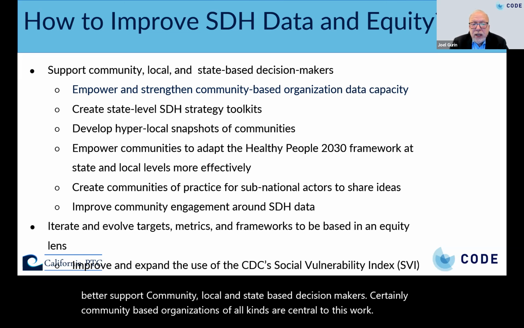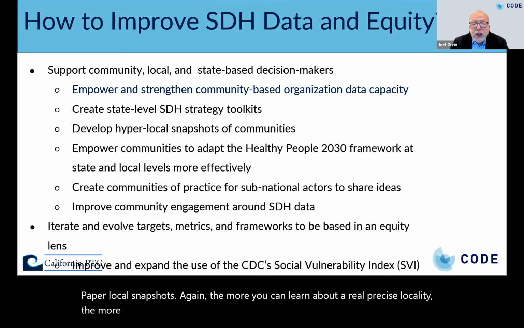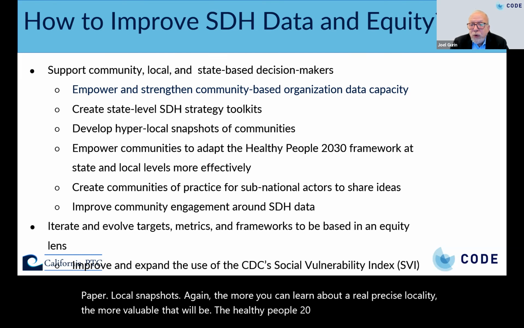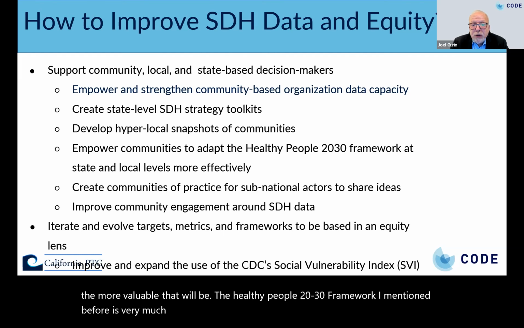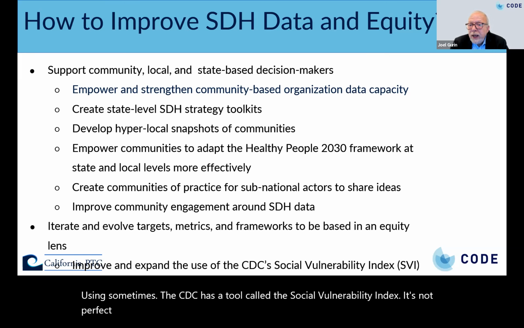Hyper-local snapshots, again, the more you can learn about a precise locality, the more valuable that will be. The Healthy People 2030 framework I mentioned before is very much worth taking a look at, particularly because of the strong focus there on SDH. The CDC also has a tool called the Social Vulnerability Index. It's not perfect by any means, but it can be a way of looking at factors related to health risk in different parts of the country.